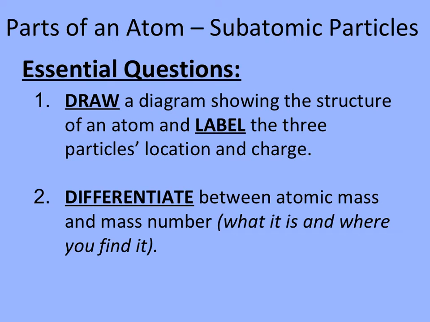So going back to our essential questions, we need to be able to draw a diagram showing the structure of an atom and be able to label the particles, location, and charge. We also need to be able to differentiate between atomic mass and the mass number, so what it is and where you find it. Can you do that? If you can't, you might have to go back and look at some of these problems again.